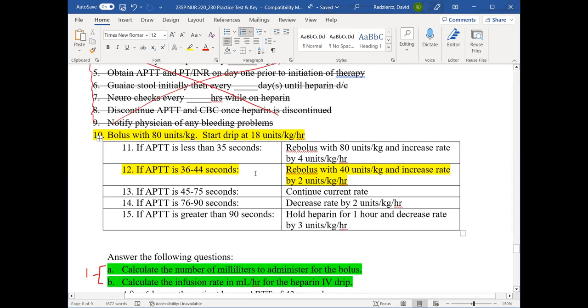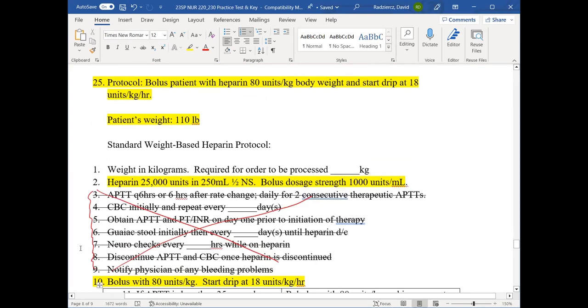Okay. So you're not doing all this stuff. That's actually why I crossed all this out, because that's just what you probably would be doing in a clinical setting, but we're talking about just the math. So the math is, we're just going to take the patient's weight, then apply that to what the protocol says. The protocol tells you to bolus the patient with 80 units per kilogram body weight, and then to start a drip at 18 units per kilogram per hour. And it actually repeats that information right here in step 10 of the heparin protocol.